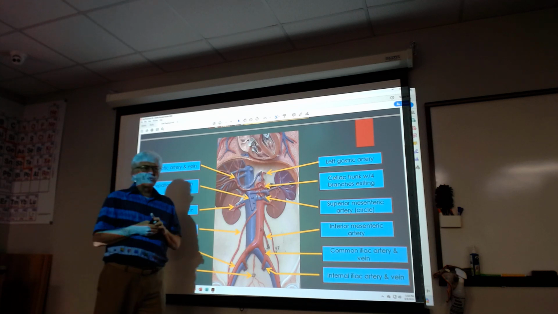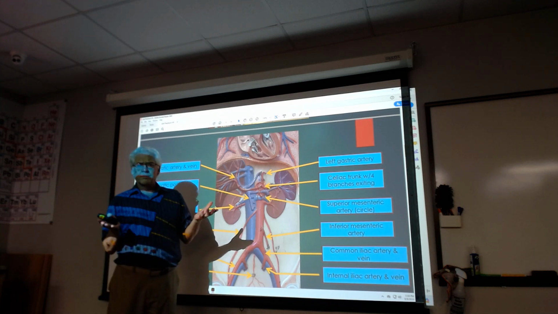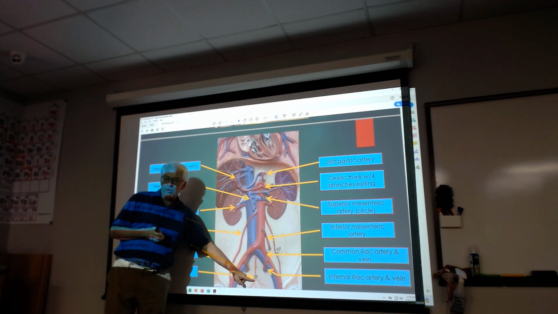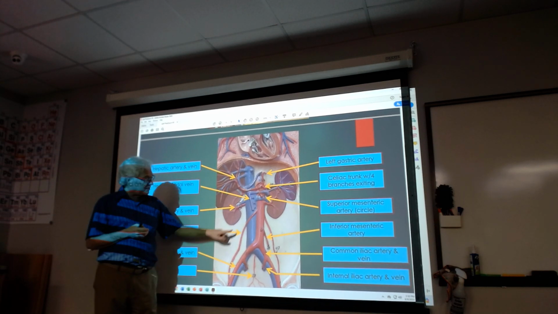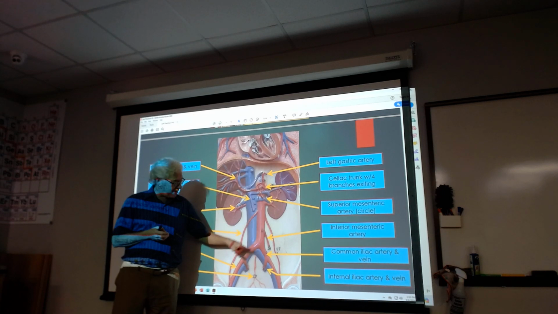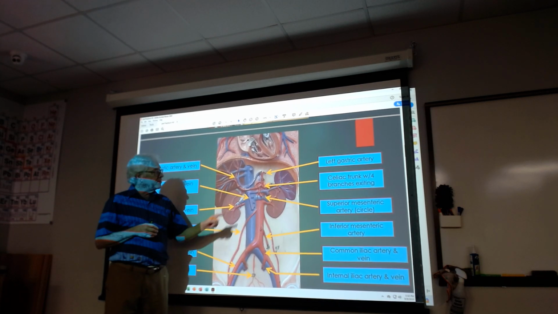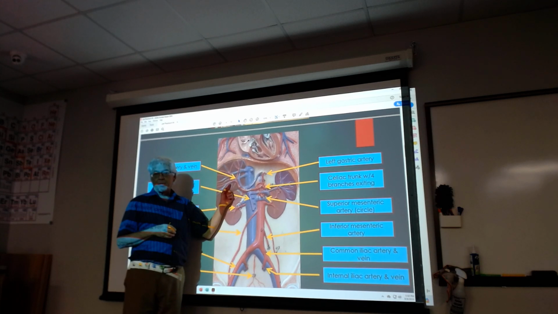Now, is there a left and right aorta? No. Is there a left and right sacral artery? No. But there is left and right gonadal arteries, left and right iliac arteries. Fair enough? There isn't a left and a right splenic and hepatic.